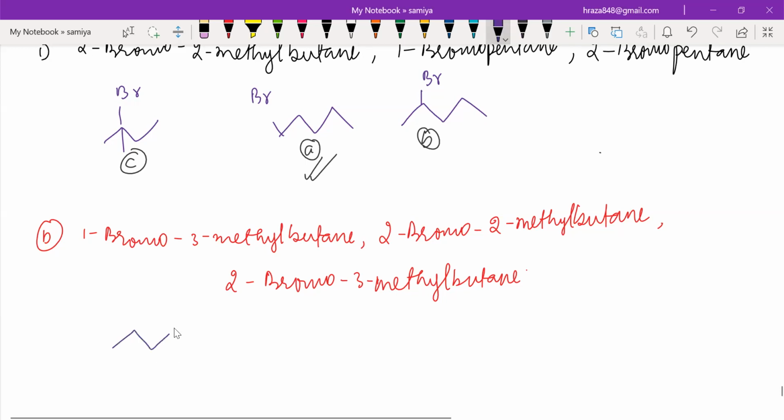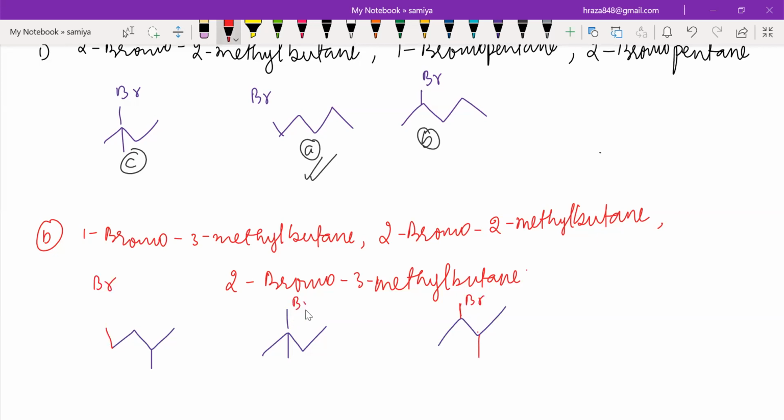Methylbutane means 1-bromo and 3-methyl. 2-bromo-2-methylbutane means this. 2-bromo-3-methylbutane. Wait a minute, I just made a mistake. 1-bromo means this is Br. Now 2-bromo-2-methyl means this is Br, and 3-methyl, so this will be like this.